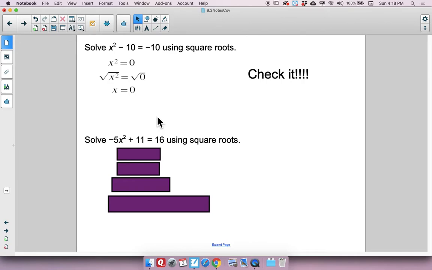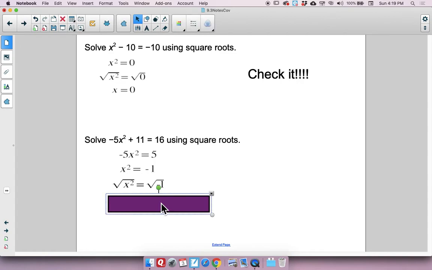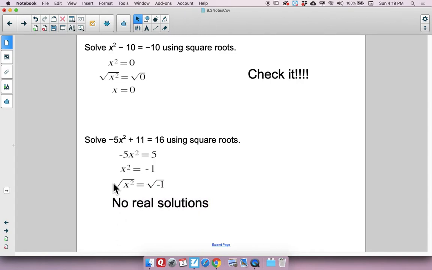Okay, try the next one on your own. So hopefully you went ahead and subtracted 11 from both sides, divided by negative 5, and got x squared equals negative 1. Okay, we're going to take the square root of both sides. Uh-oh. Square root of a negative? I don't think so. No real solutions.